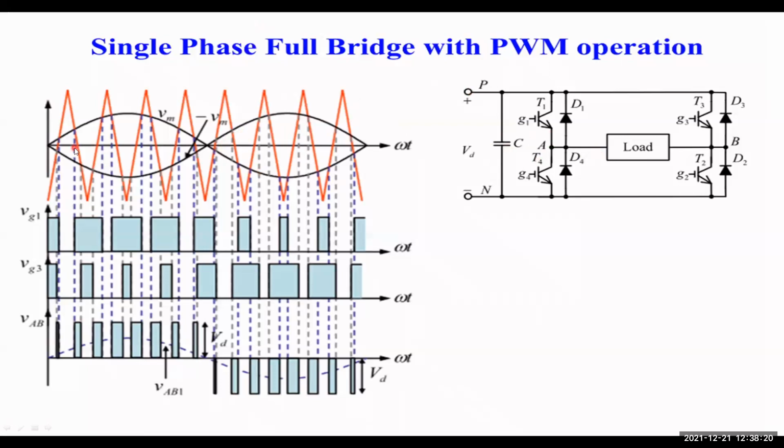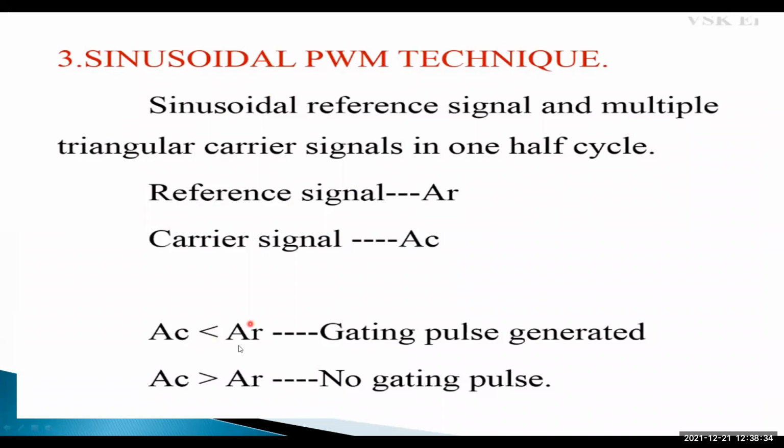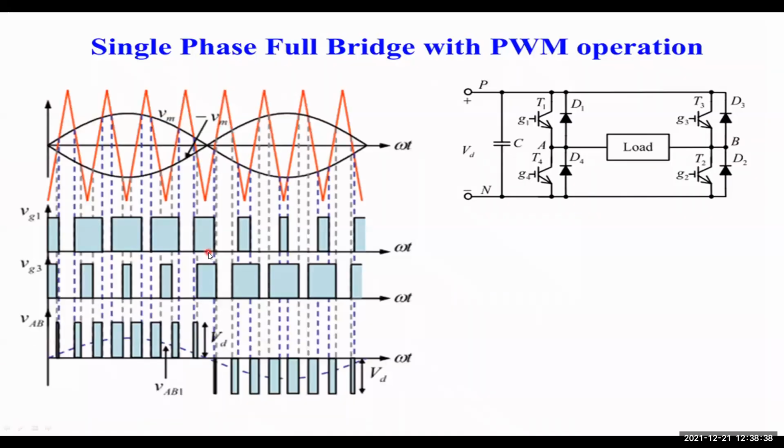So in this sinusoidal pulse width modulation, when the reference signal is more than the carrier signal, then only the triggering pulse is generated. Reference signal is more than the carrier signal, then the gate pulse is generated. Here also the reference signal is more than the carrier signal, then the gate pulse is generated. Okay.